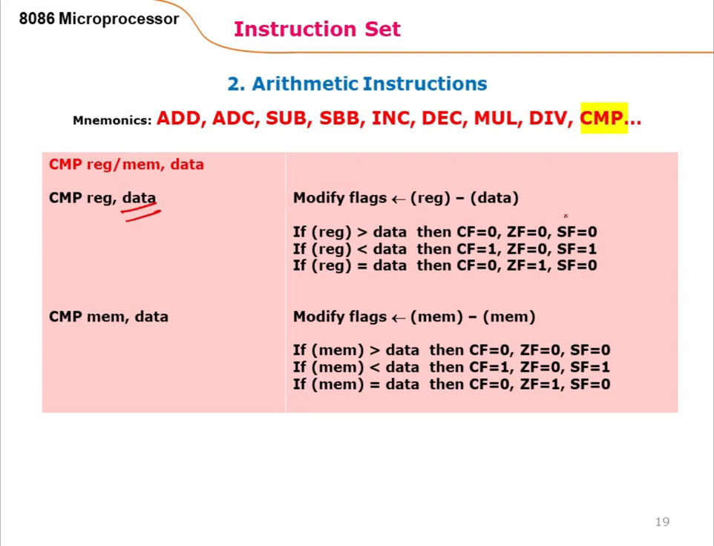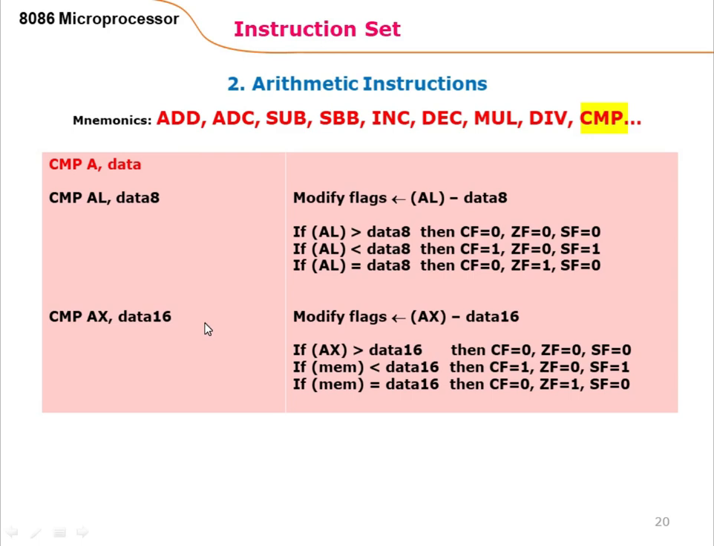The same happens here. If the contents of the register are greater than the data, then all flags are set to 0. If the contents of the register are less than the data, then the zero flag is not set but the carry flag and sign flag are set because the answer is negative. And if the contents of the register and the data are equal, then the zero flag is set because the answer will be 0. The same applies to compare memory, data.